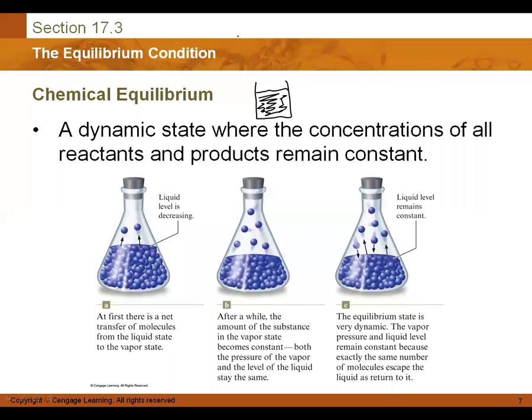Sometimes we think about it as a one-way street, like everything just went to the products and the reaction's over. But remember that these are reversible reactions. So although visually, on the macroscopic level, we may not be able to see much happening, there is a lot going on. If you could super zoom in on the solution, you would see a lot of activity. You would see molecules going from reactants to products and products to reactants.